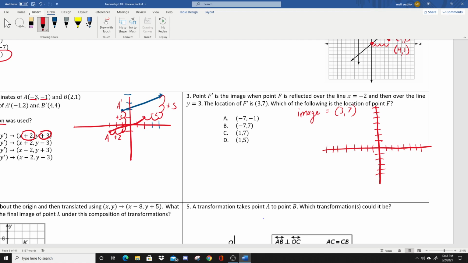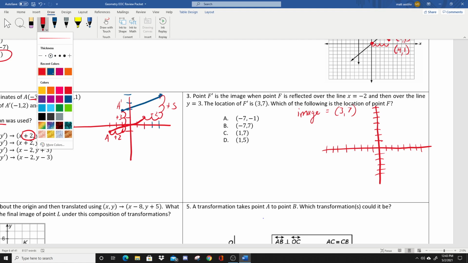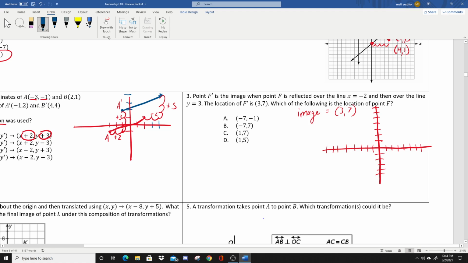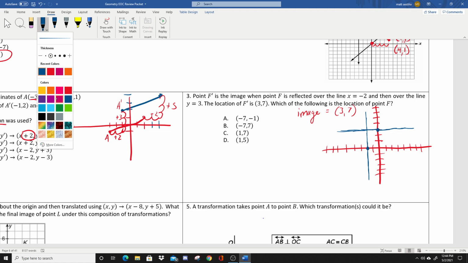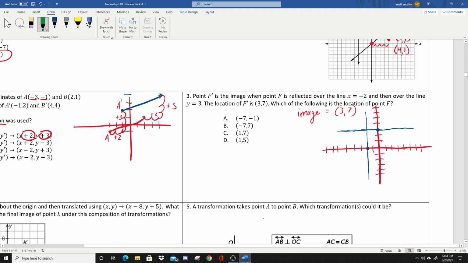Alright, looks like our lines of reflection are x equals -2. So find -2 for x. Remember, x is a vertical line, so this is x equals -2. And y equals 3. Find 3 for y. This is a horizontal line, y equals 3. And our image is at (3, 7). So 1, 2, 3, 1, 2, 3, 4, 5, 6, 7. That's our image. And we want to find the original one.